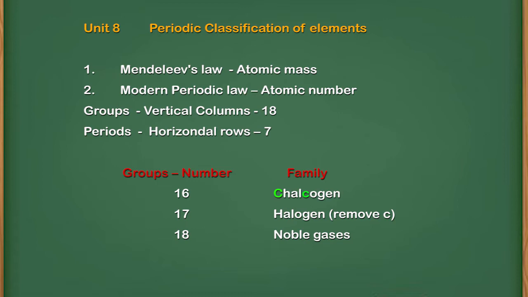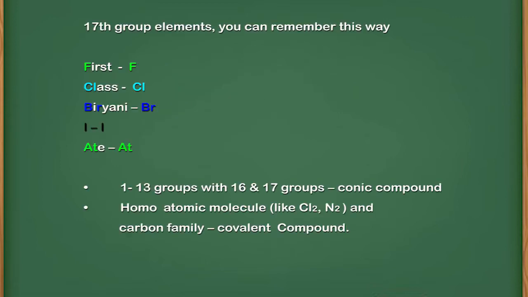Next group, you remove the C from there. You will get halogen. Group number 17 is halogen. Group number 18 is noble gases. Then the 17th group elements, you can remember by saying the sentence, first class biryani I ate. F for fluorine, Cl for chlorine, Br for bromine, I for iodine, then At for astatine. Okay, you can remember this way also.